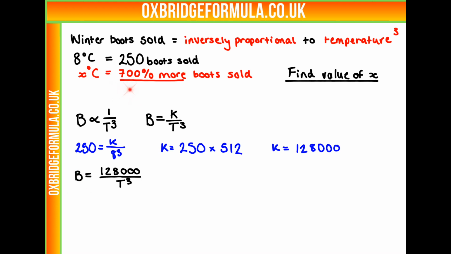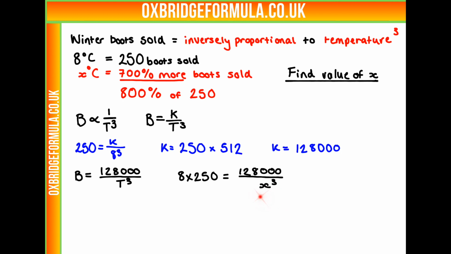We know that 700% more boots were sold. So how many does that mean were sold overall? Well, that's going to be 800% of 250, because we've got our original 250 and then 700% more. So we're adding an extra 700%, which is 800% overall. So that's going to be 8 times 250, that equals 128,000 over X cubed, with X being what we're looking for.